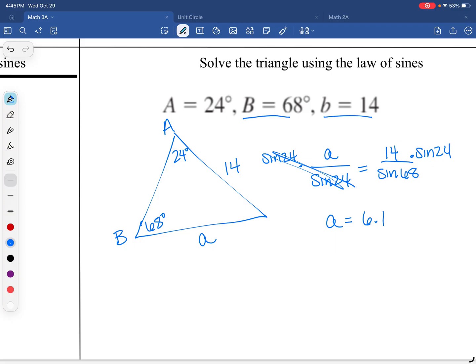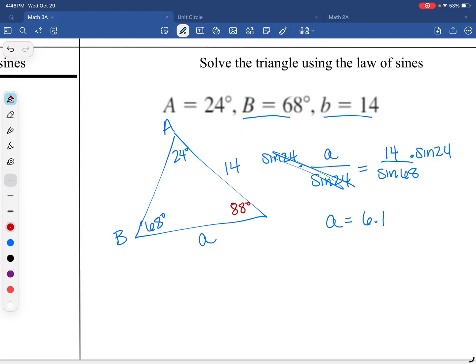And that makes sense. Remember to always kind of make sense of your problem. 68 is a bigger angle and it's making a 14. 24 is a smaller angle, so for it to make a 6, that's smaller than 14, so that makes sense. That's pretty reasonable. Okay, let's undo that so it's not too messy. All right, so our other missing angle here is, I'm subtracting 68 and 24 from 180, and I get 88.